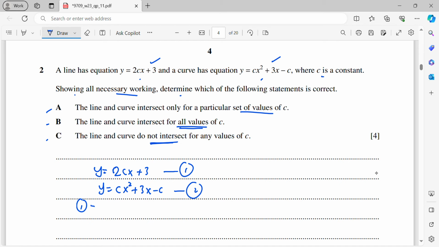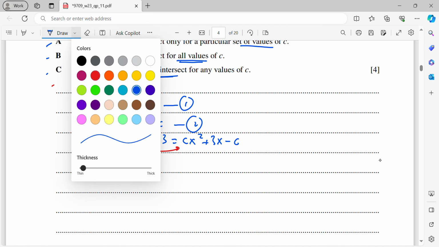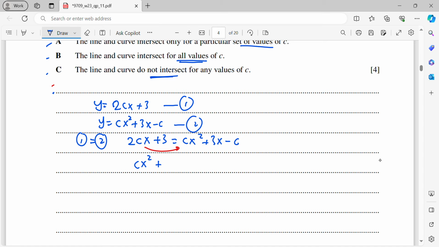To solve this, I will just equate them. So I will be getting 2cx plus 3 equals cx squared plus 3x minus c. And rearrange this to get the quadratic equation. Since the cx squared is on the right side, all the terms will be moved to the right side. Then I will get cx squared plus 3x minus 2cx, then minus c minus 3 equals 0. Then I will simplify: for the second and third terms, you factorize x to get (3 minus 2c), and for the fourth and last terms, you factor out a negative to get negative of (c plus 3) equals 0.